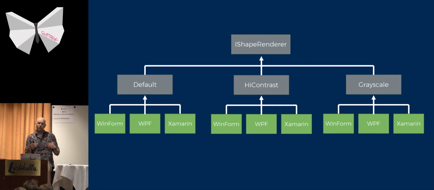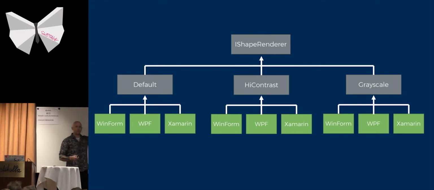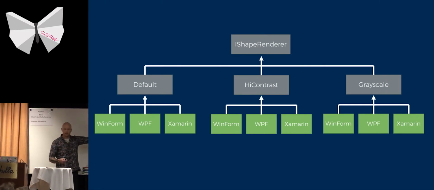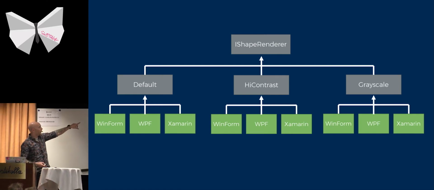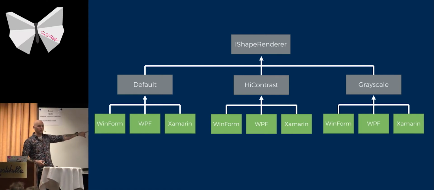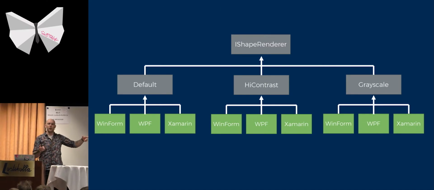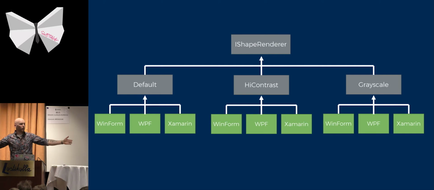Parts of it are the same, because a bit of logic in each one of the WinForm, WPF, and Xamarin is going to be replicated across these 9 implementations. And all of the ones that have the default implementation are going to have common logic as well, right? So we're actually getting common knowledge, but it's getting spread out across different things.